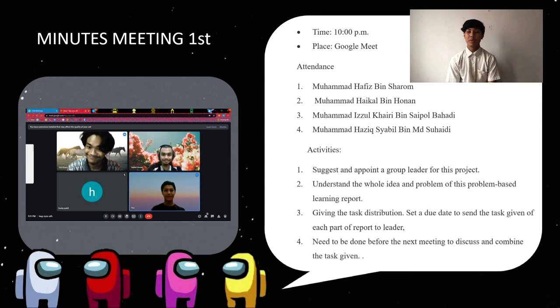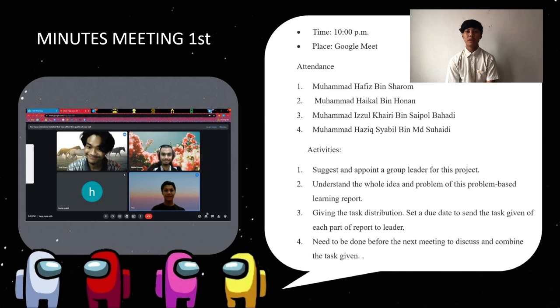Place in Google Meet, and the attendance is first, Muhammad Hafiz Sharom, second, Muhammad Aikal bin Honan, third, Muhammad Izul Khairi bin Saiful Bahadi, fourth, Muhammad Haziq Syabil bin Mat Suhaidi. The activities we discuss in the Google Meet are: suggest and appoint a group leader for this project, understand the whole idea and problem of the problem-based learning report, and giving the distribution and a due date to send the task given to each part of the leader, to be done before the next meeting to discuss and combine the tasks given.